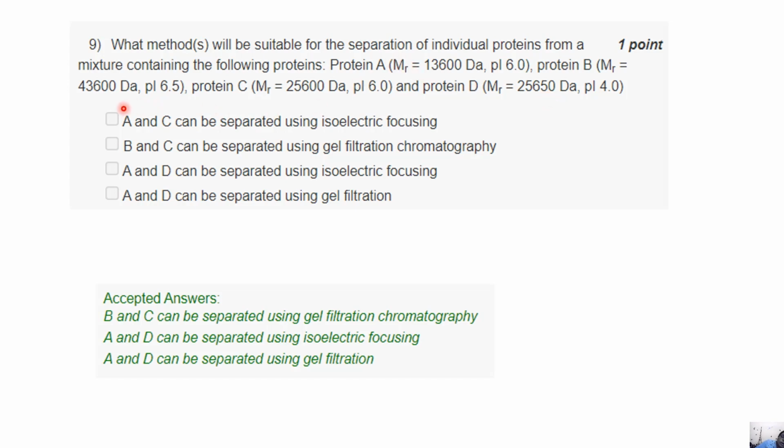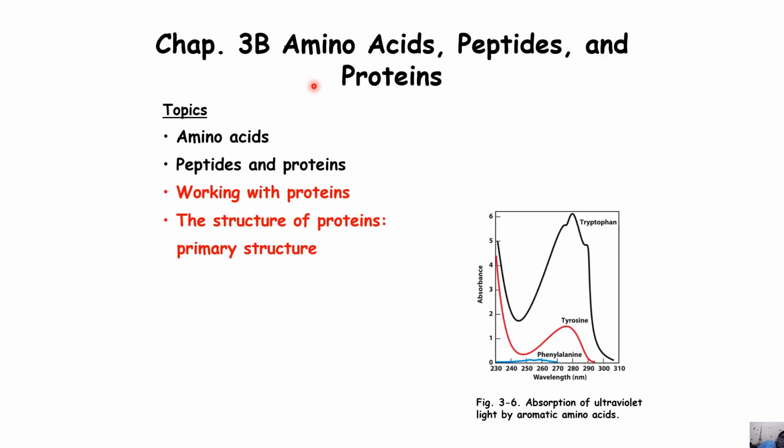One incorrect option was A and C can be separated using isoelectric focusing. This is not possible, because both have the same isoelectric points, pI 6 and pI 6. These two do not have differences in the isoelectric point, so A and C cannot be separated using isoelectric focusing. Now we'll discuss in detail the two techniques, isoelectric focusing and gel filtration chromatography.